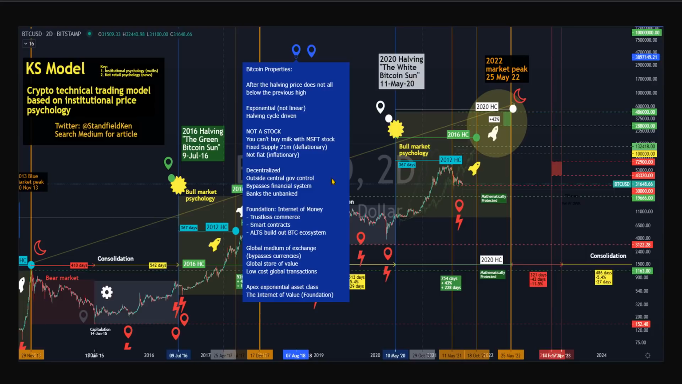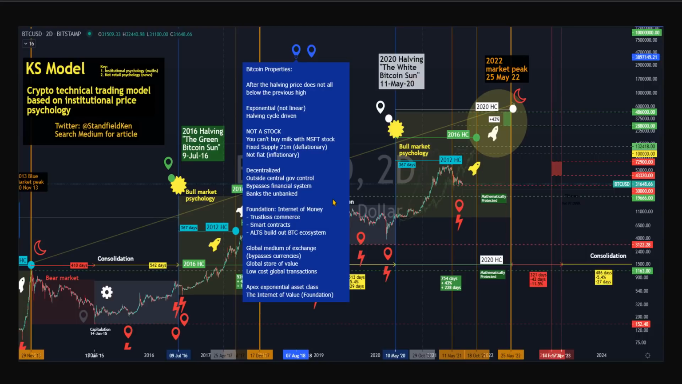Now, let's get into Bitcoin's properties. I want to explain this a bit more because I think it's really, really important. The important things to understand: fixed supply of 21 million, deflationary. It's mathematically programmed. It's decentralized. It's outside central government control. It bypasses the financial system. It can bank people without bank accounts. And a lot of cryptocurrency projects are trying to do that.